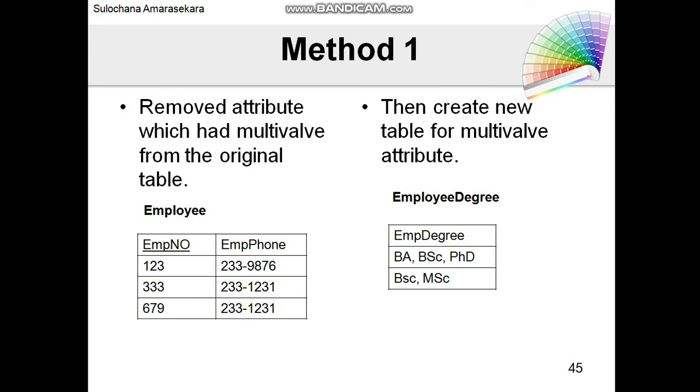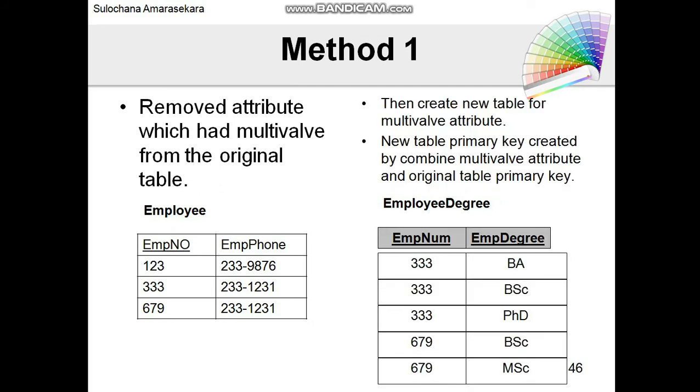After that, we need to create a new table for the multi-value attribute. It is done by combining the employee table primary key with the multi-value attribute. Like this. The combination of the primary key of the original table and the multi-value attribute becomes the new table's primary key. According to our example, it is the combination of employee number and employee degree. Then we need to reconstruct the table according to the new primary key. You can see here the employee degree table also contains atomic values only.